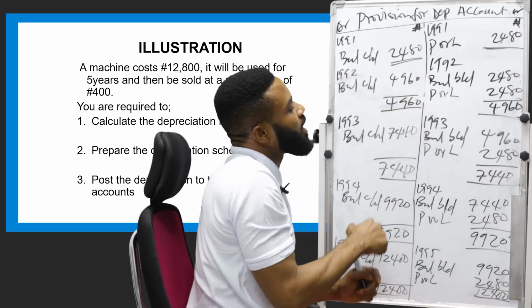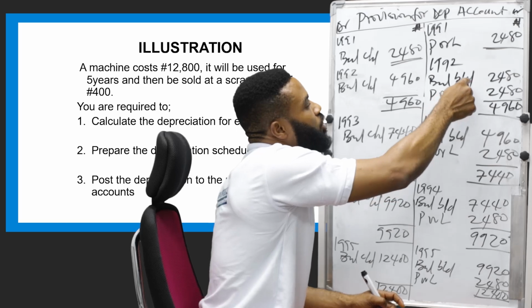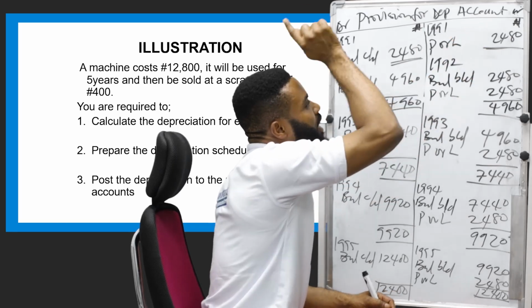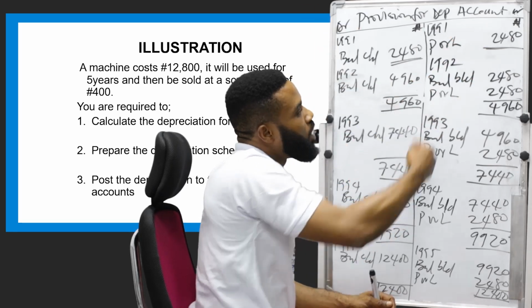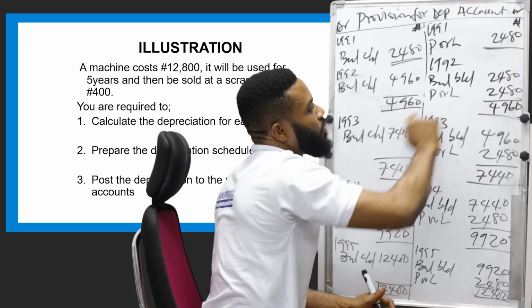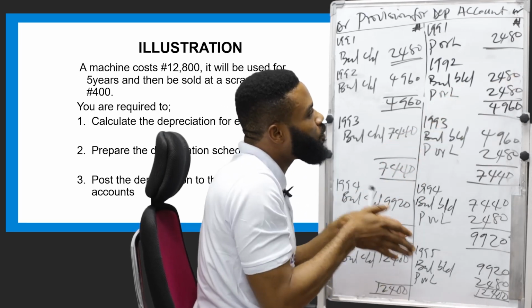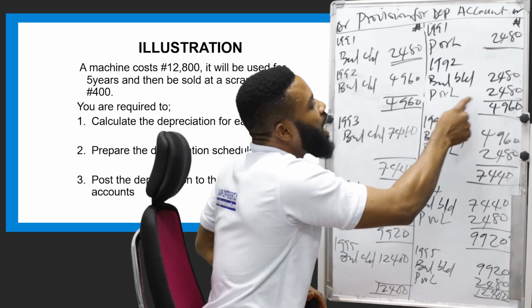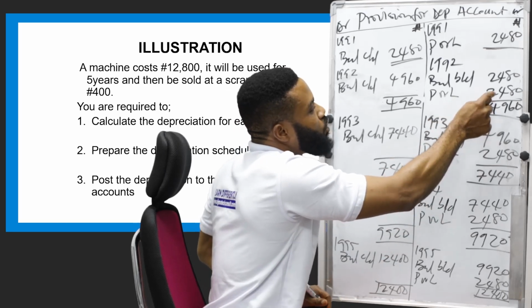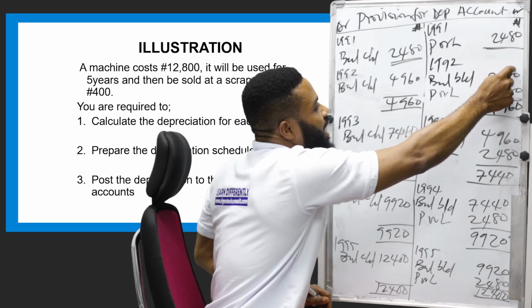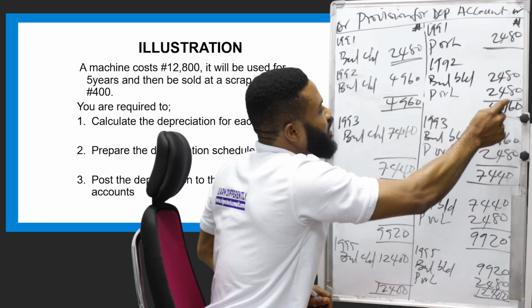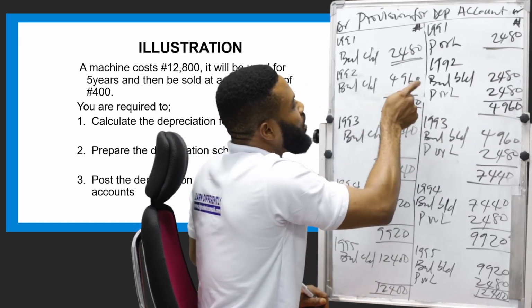Now you come to 1992. In 1992 you bring the depreciation of 1991 into 1992. That's why we have 2480 here. And then you add the depreciation for 1992 to it. This is the depreciation for 1992. When you add it to 1991, you have 4960. And then the balance carried down will be here.